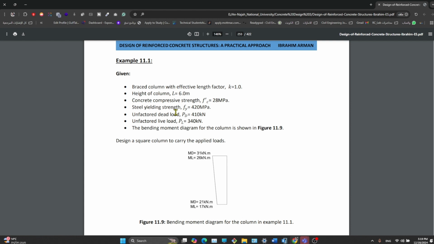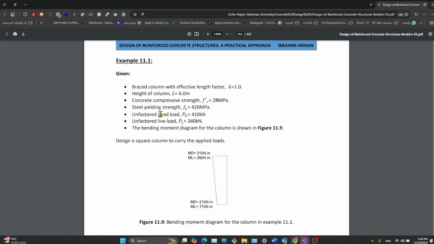Braced column with effective length factor k is 1. So what do we understand if we say the k is 1, what do you think? If k is 1, you mean it's non-sway. And it is pinned, right? Pinned, yeah. Okay, the height of the column L is equal to 6 meters.